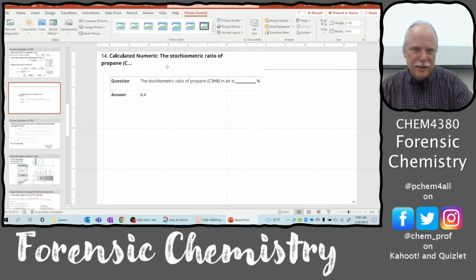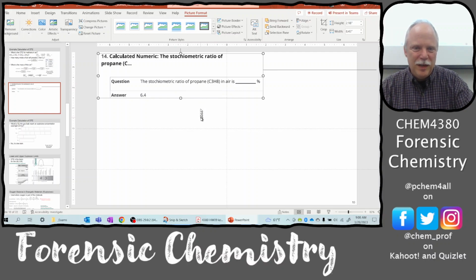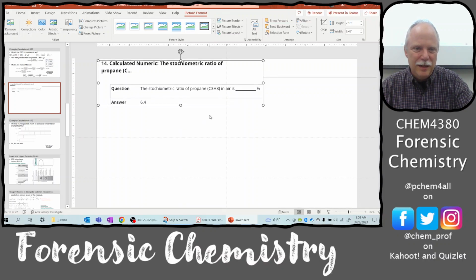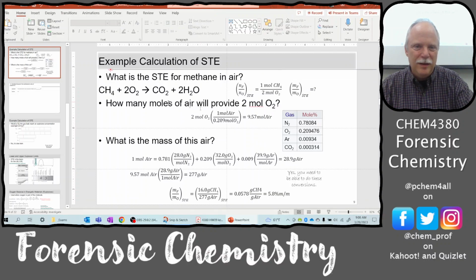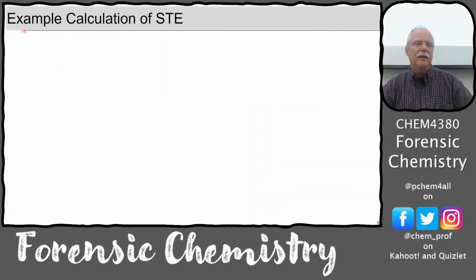Okay. So here's propane. We know the molar mass of propane because we can calculate it. Let me just walk through the methane one, and then we can do the same thing. But what we have here is we have to calculate the number of moles of oxygen that we're going to need. And so that's the thing that's going to make it different than methane. Okay, so we write out the equation.